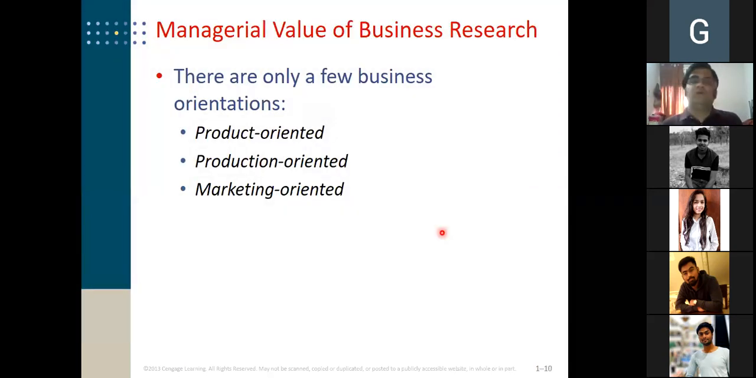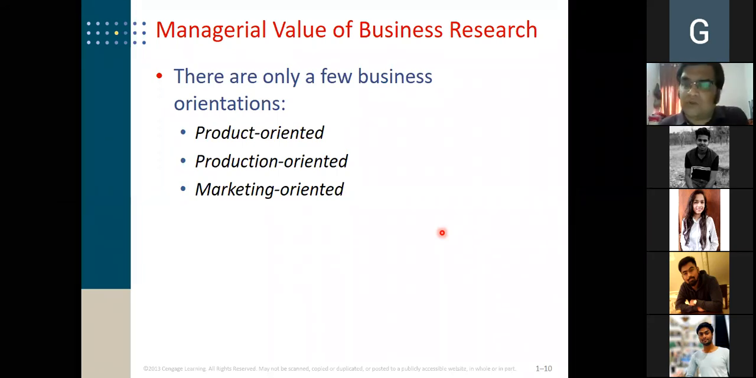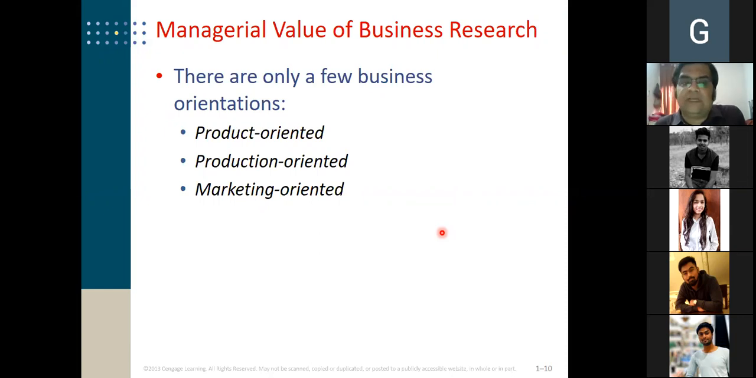Now, there are a few business orientations. As I think you know this very well, as all of you are studying marketing, I will not take much time. So business research can be product oriented, number one. Number two, it can be production oriented. Number three, it can be marketing oriented. The example that I gave is a marketing oriented one.